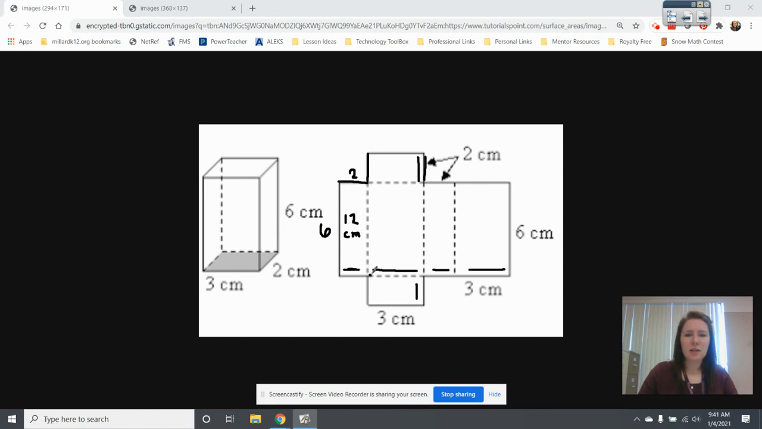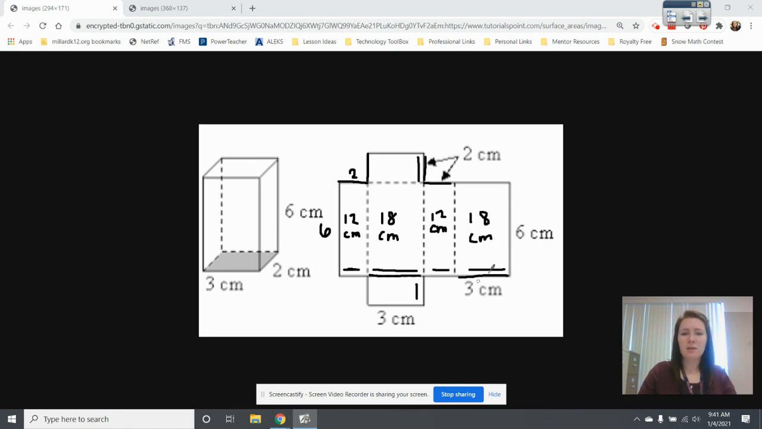Okay, let's look at this one. Here it tells us that this is 3, which means this is also 3. 3 times 6 is 18 centimeters. Here it tells us that this is 2. 2 times 6 is 12. And here, this is nice, it tells us the 3. We won't always get that lucky. 3 times 6 is 18 centimeters.